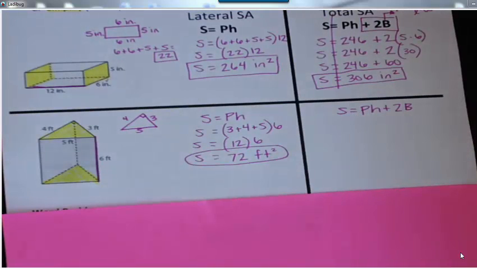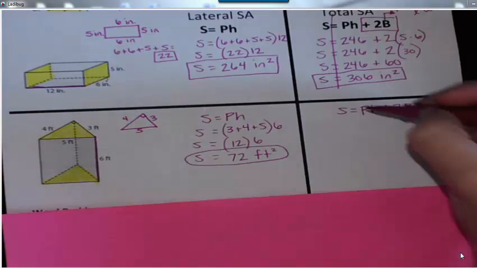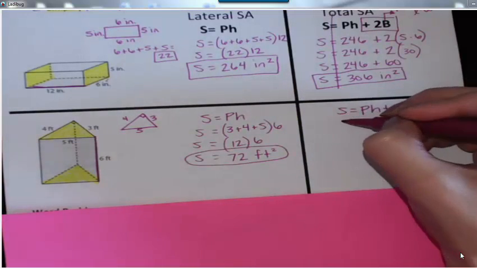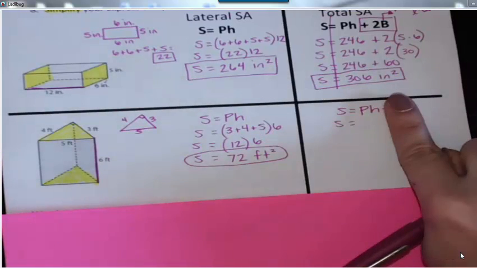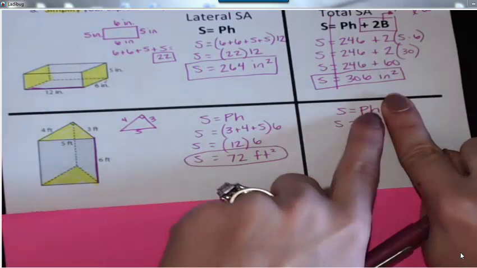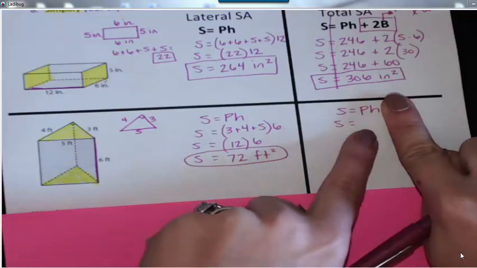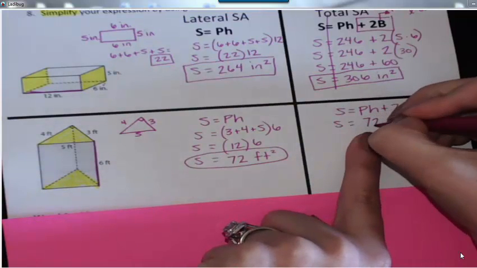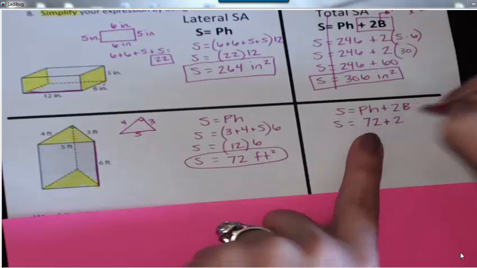Okay? Next part is I'm finding the total surface area. So now I want those bases involved. So I already wrote my formula down. I already have solved this first part of the formula because it's the same thing. So I'm going to plug in 72 for the first part. The 2 just comes down.